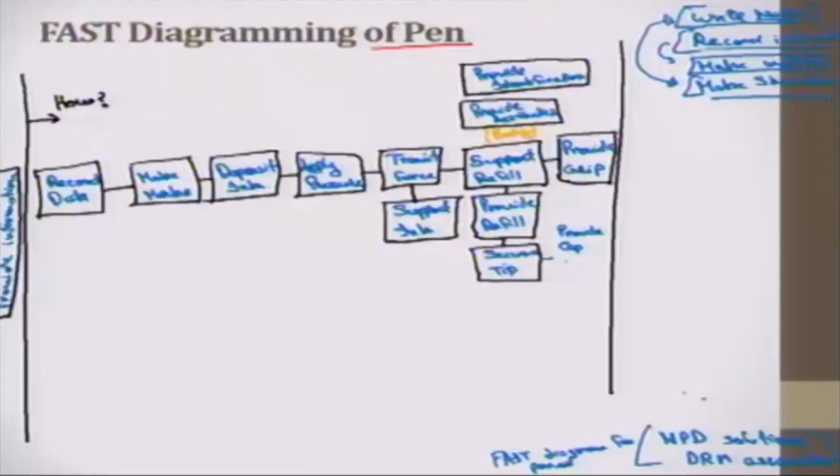Okay. So I can write these other alternatives here: provide cap, provide nut, and maybe provide button. Okay, these are the functions which are helping to secure the tip. Finally, we will hold a pen.